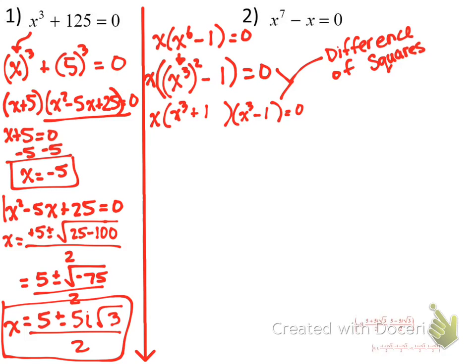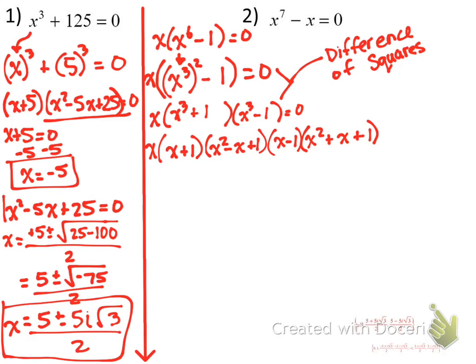Okay, so the first one, we bring down the x. This first one I could break apart. x cubed plus 1 becomes x plus 1 times the quantity of x squared minus x plus 1. Okay? The second one becomes x minus 1 times the quantity of x squared plus x plus 1, which is all equal to 0. Now we use the zero product property.